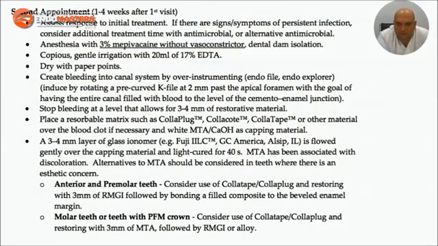At the second appointment, 1 to 4 weeks after the first visit, anesthesia should be administered with 3% mepivacaine without vasoconstrictor in order to be able to induce bleeding. Copious gentle irrigation with 20 ml of 17% EDTA for dentin conditioning, and let some dentin-derived growth factors being exposed. Then dry the canal, the wide canal, with paper points, induce bleeding, and place a resorbable matrix over the blood clot such as CollaPlug, CollaCote, and CollaTape.